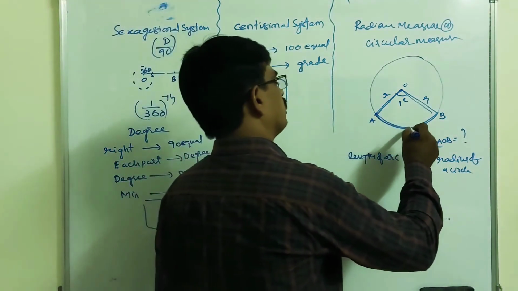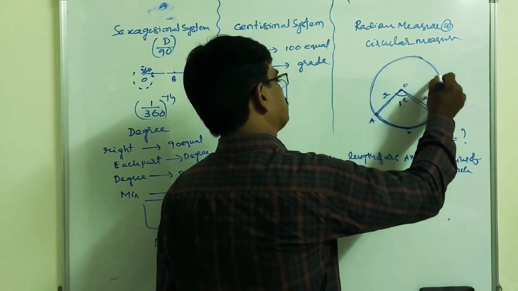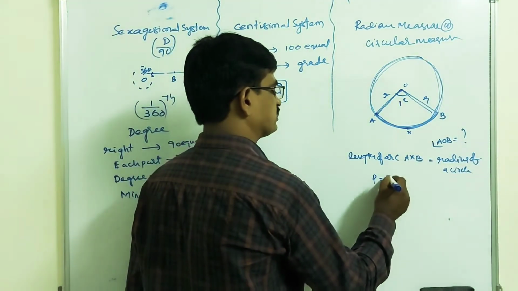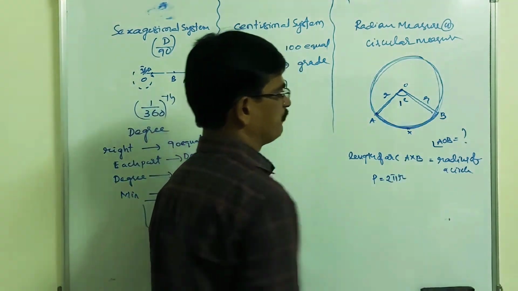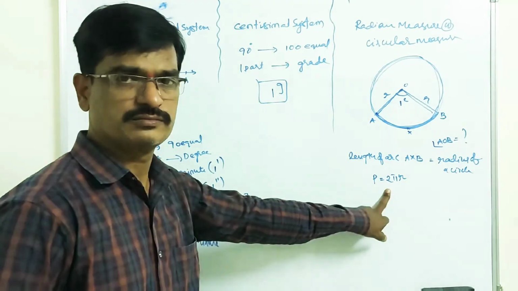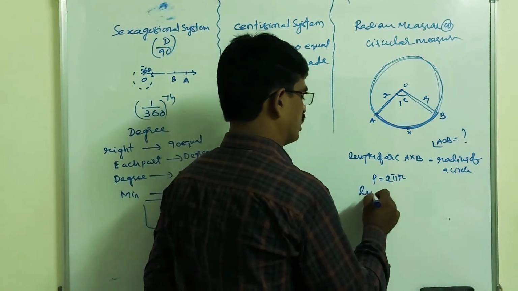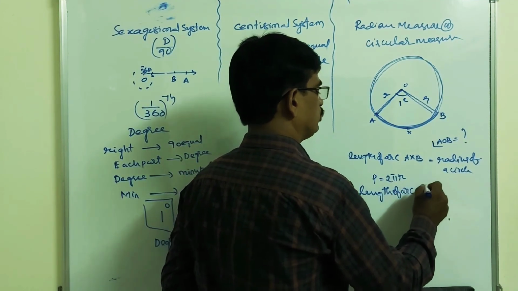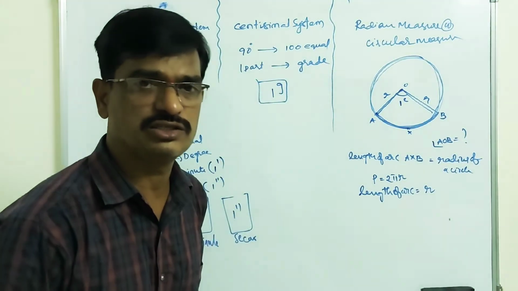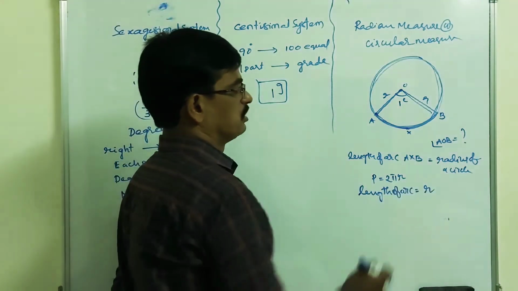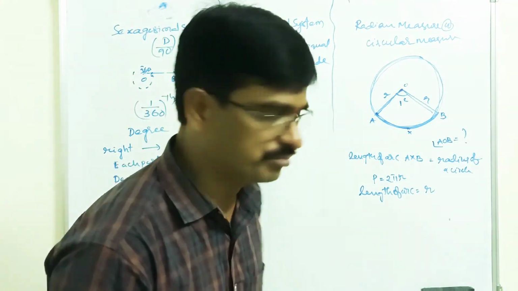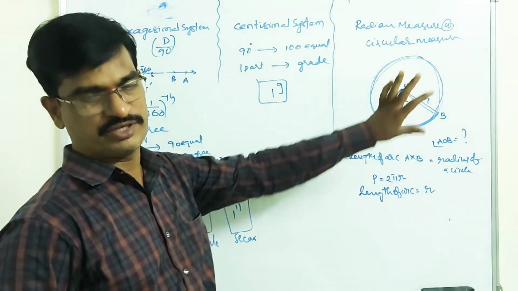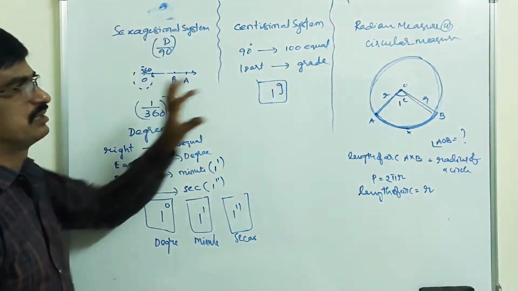Now the length of the complete curved line is known as the perimeter of the circle. We know that the formula for the perimeter of a circle is 2 pi r, and the length of arc here is equal to small r. Now I am going to find the relation between degree and radian.